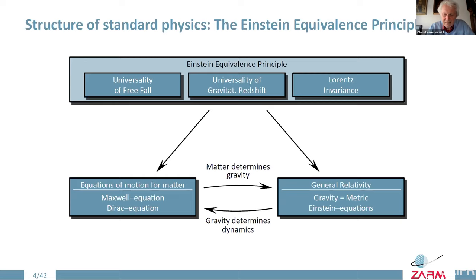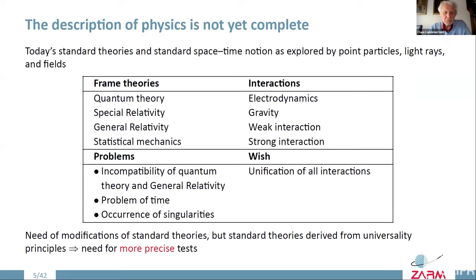And at the moment, it exactly and correctly describes all the gravitational phenomena we are observing. However, we know that this picture cannot be complete. The structure of today's theory is that we have these frame theories, which are valid for everything we are doing: quantum theory, special relativity, general relativity, and statistical mechanics.